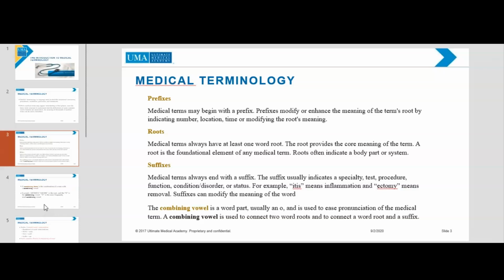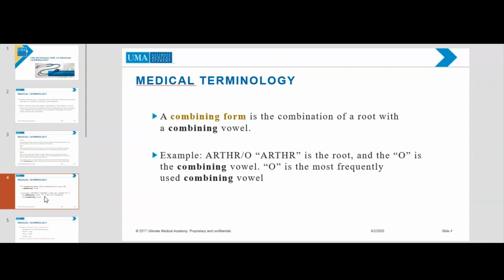All right, let's take a look at combining vowels. When we talk about combining vowels, it's usually the letter O, and it may be added between word parts to ease pronunciation. Let's take a look at combining form. A combining form is simply a word root with a combining vowel added to the end. An example of this would be gastr. With the combining vowel O added, we create gastro.